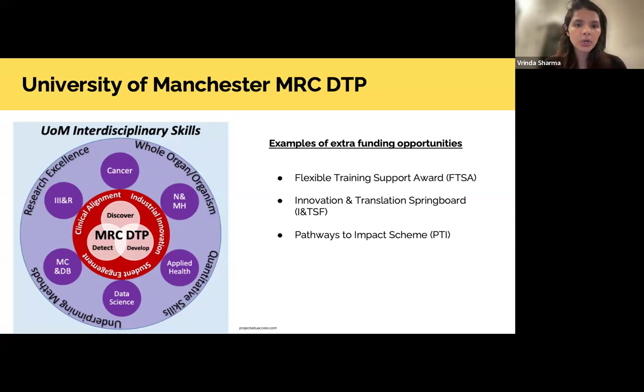So my project essentially would be catering to all three aspects of these different departments. This is a core necessity of being a part of an MRC DTP project, that it has to bring together different departments if it is to be on the scheme.